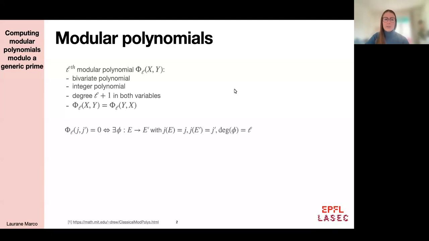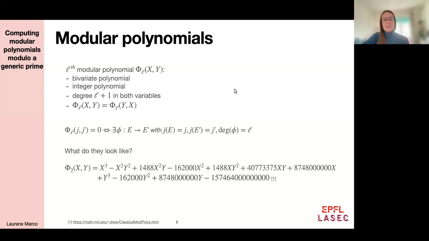And it has this very nice property that when you give it as input two j-invariants j and j', it evaluates to 0 if and only if there's an isogeny phi between two elliptic curves E and E', with j-invariants respectively j and j', and the degree of this isogeny phi is L precisely. So it's a really nice property.